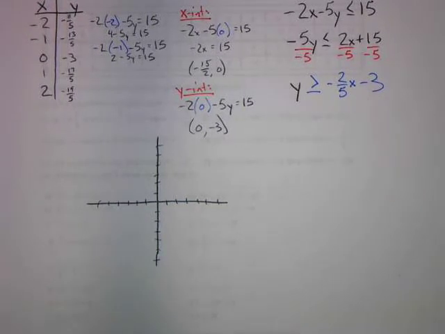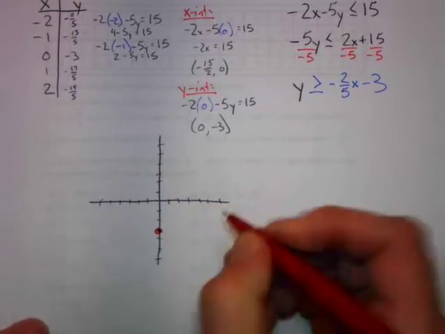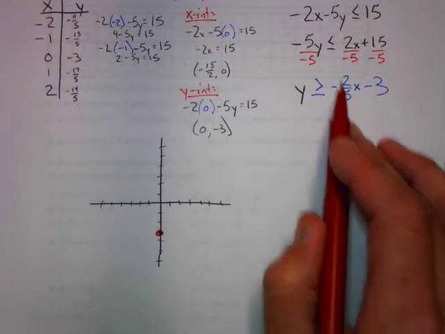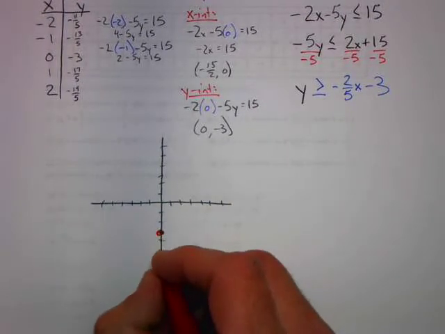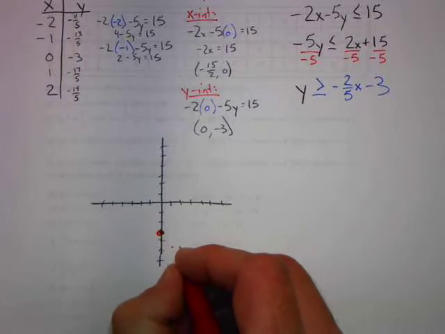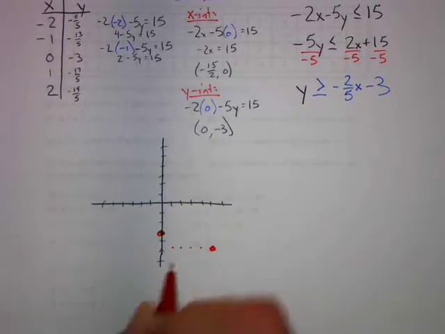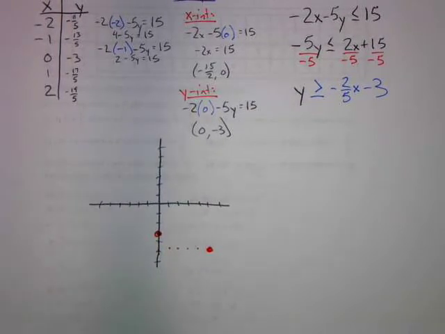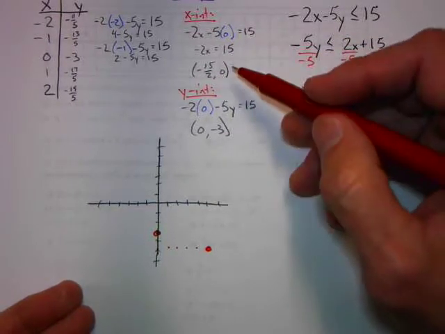My b is -3. That's where I'm going to begin. So I begin at -3. I'm going to move, right, mx, I'm going to move -2 over 5. So I'm going to move down 2 and to the right 5, which puts it about here. So if I'm graphing in slope-intercept form, that's all I have to do. Boom, that way. If I'm graphing using the x-intercept and the y-intercept, I would do it in a similar manner.